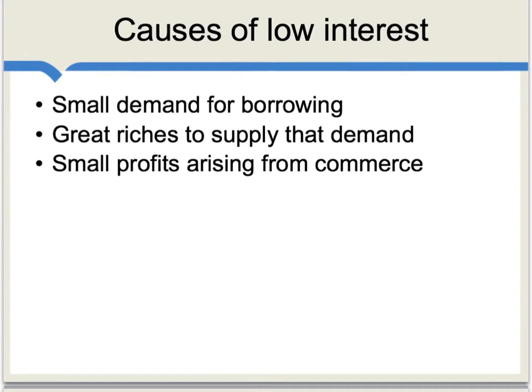Hume then asks the question, well, if an increased money supply doesn't lead to lower rates of interest, what does? And he cites three main factors. One is a small demand for borrowing, the second is great riches to supply that demand for borrowing, and the third is small profits arising from commerce. These are all, of course, real factors based in supply and demand.